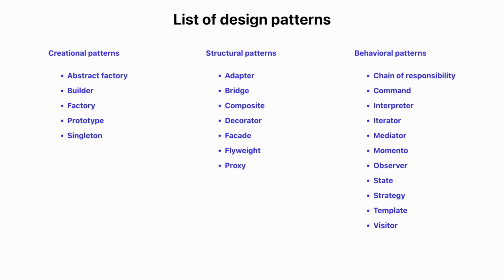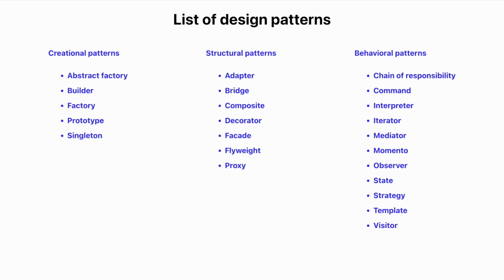There are 23 design patterns which can be categorized into three categories: creational, structural, and behavioral patterns. The creational design patterns abstract the instantiation process. They help make systems independent of how its objects are created, composed, and represented.